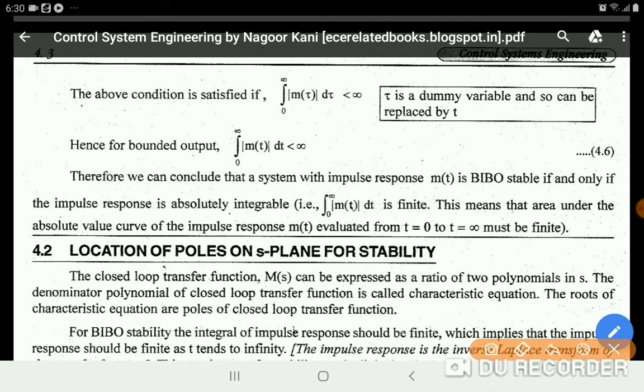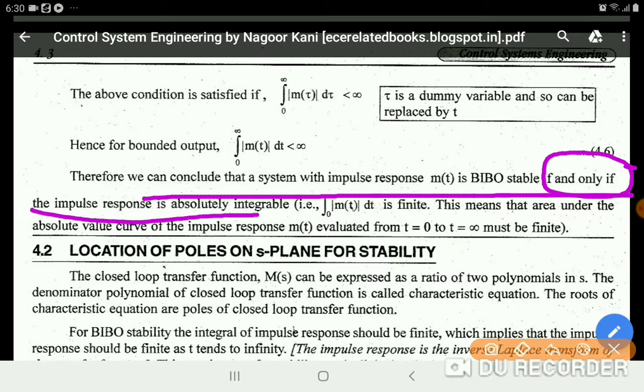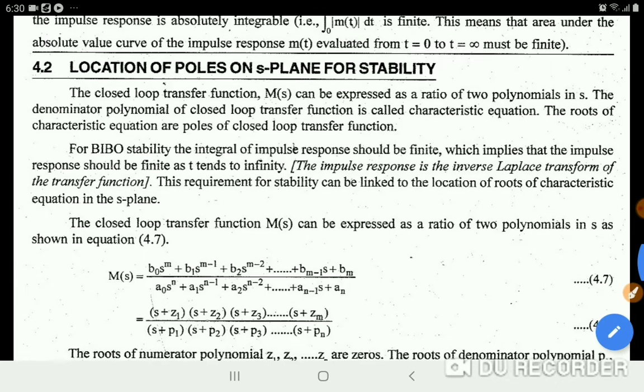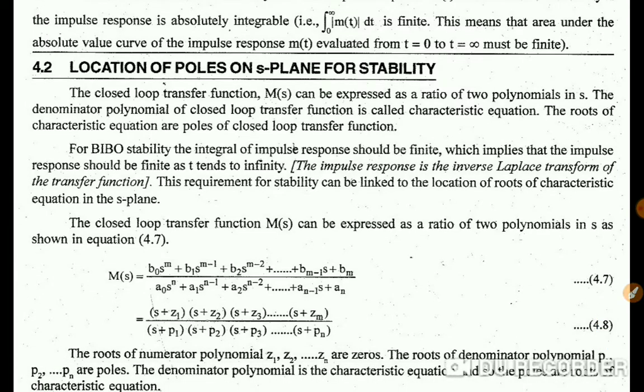According to BIBO, the system with the impulse response is BIBO stable if and only if the impulse response is absolutely integrable. So you just keep this point in your mind, and I will give you the introduction of all the things one by one. The next part is the location of poles in the S-plane for stability.